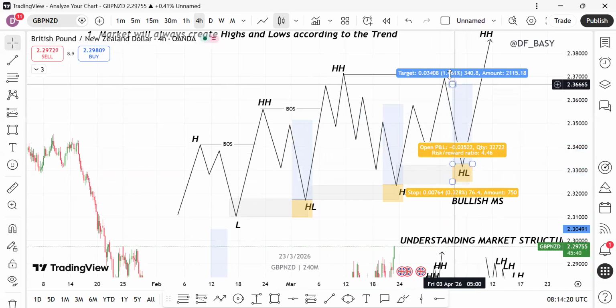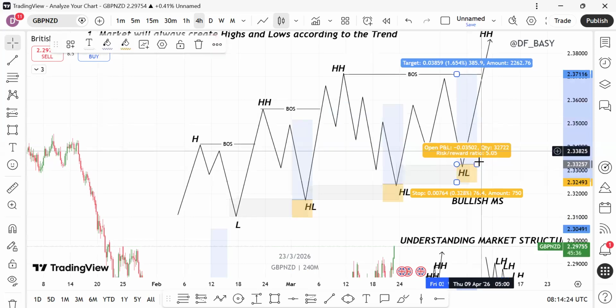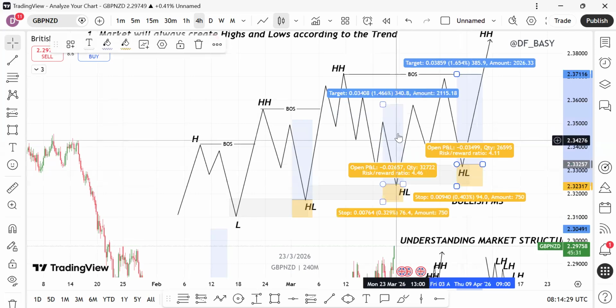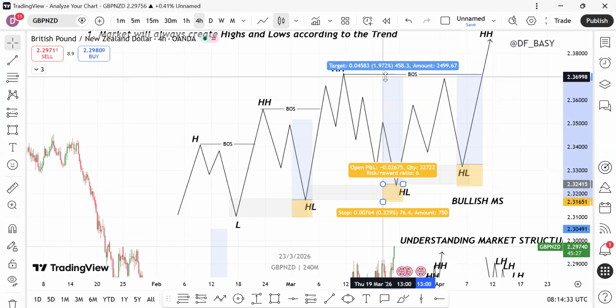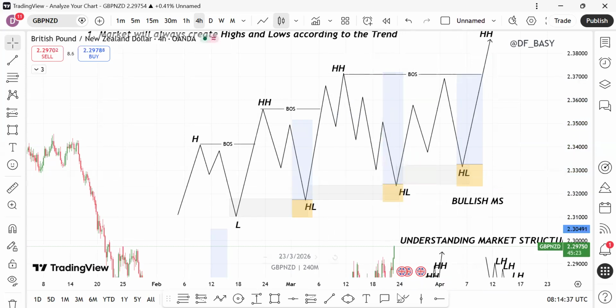So in a bullish market structure, what should you be looking for? You should be looking for buys. Stop trading against the trend. Stop looking for sells when the market structure is bullish. It will only lead to losses. I'm telling you, you make a lot of losses. You lose money. Follow the trend.